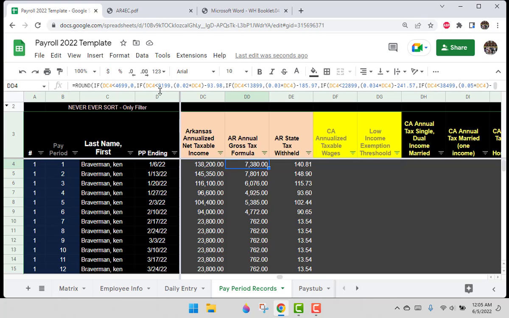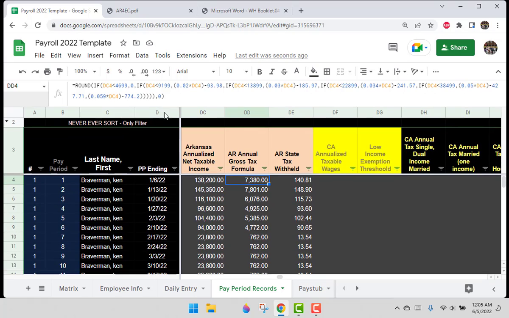Then there's a formula here, and this is what the formula looks like. You can go purchase a subscription to this Google Sheet and have all 50 states when they're completed, which will be very soon, and access payroll formulas for all those states. So this is the formula.